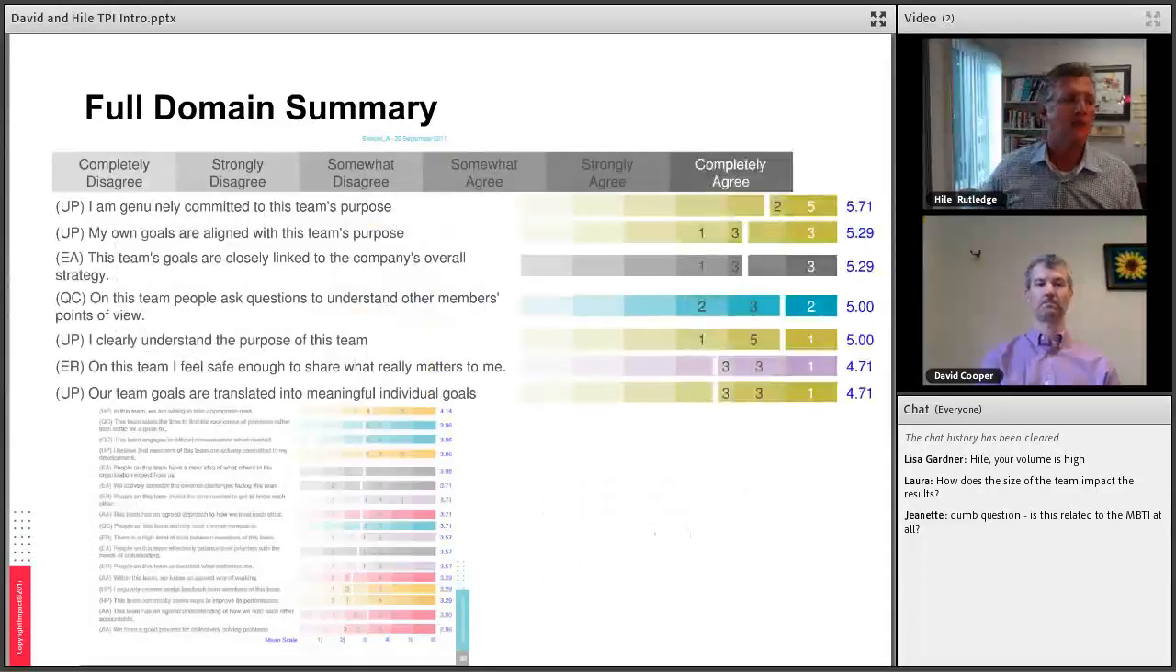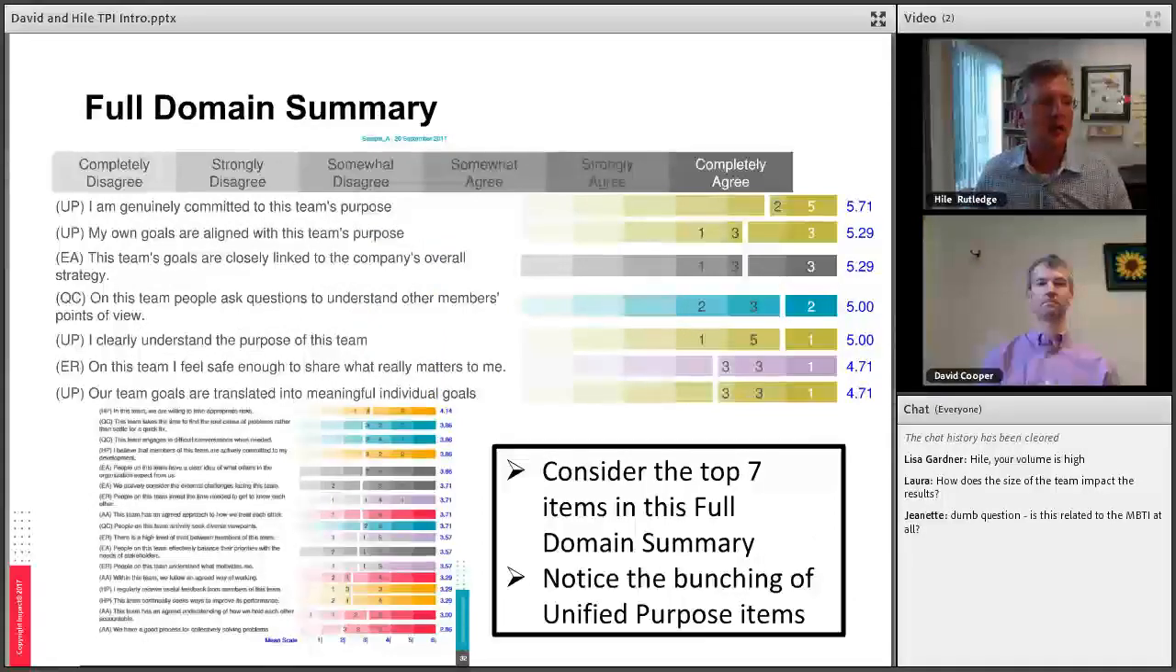And so one of the ways that we suggest actually using this is to take a look at the top 7. Not that there's anything magical about 7, it's just that when you look at the top 7, that's the top quartile, the top 25%.